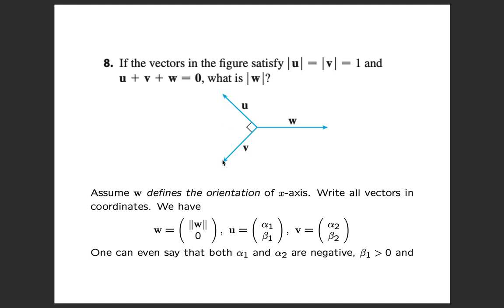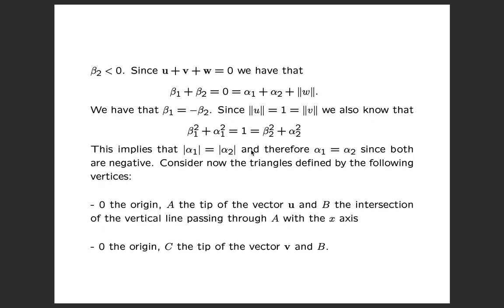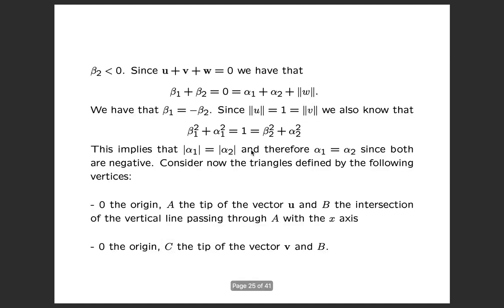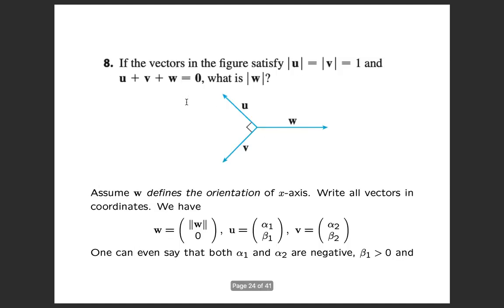But what is this thing? I claim that the distance between those 2 points is nothing else than beta 1, the y coordinate of this point, minus beta 2, the coordinate of that point. But since we know that beta 1 plus beta 2 equals 0, beta 1 minus beta 2 simply means I'm taking 2 times beta 1, or 2 times beta 2 in absolute value. So this distance is nothing else than 2 times beta 1. Since this distance is equal to square root of 2, beta 1 equals square root of 2 divided by 2.